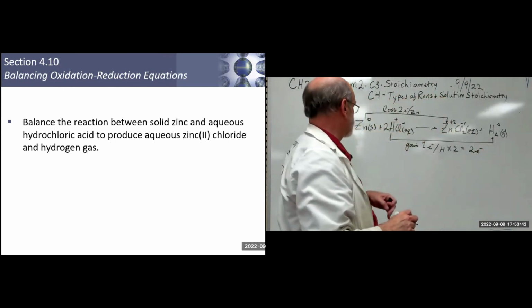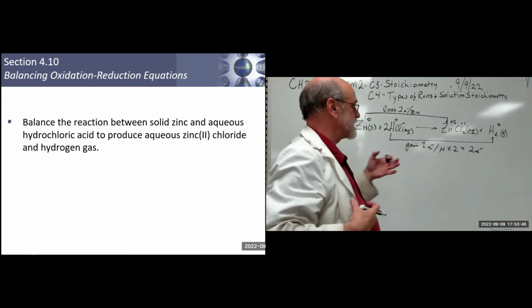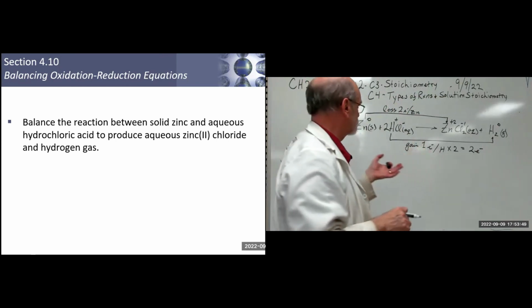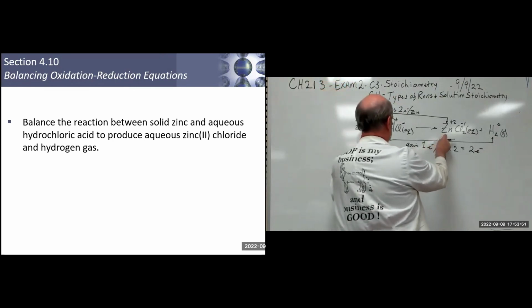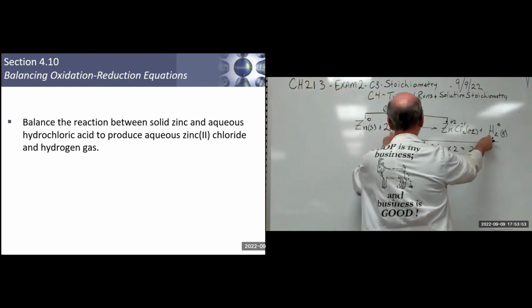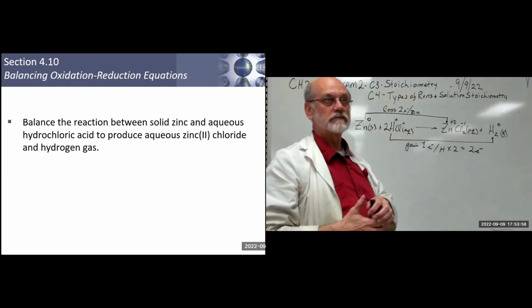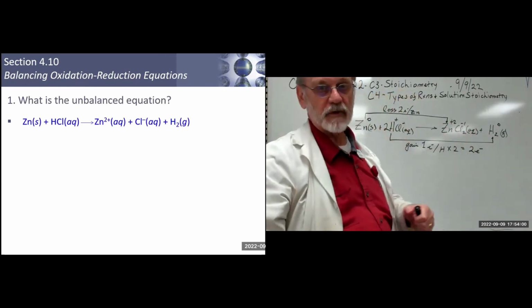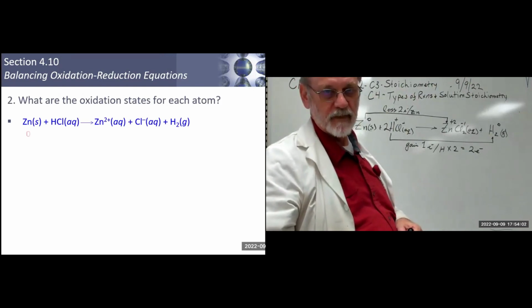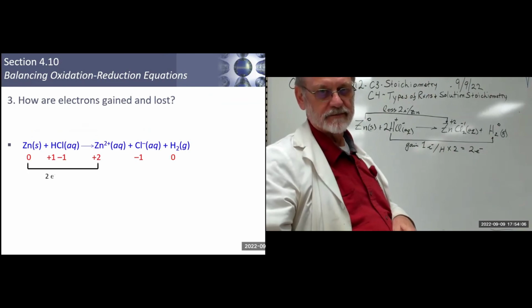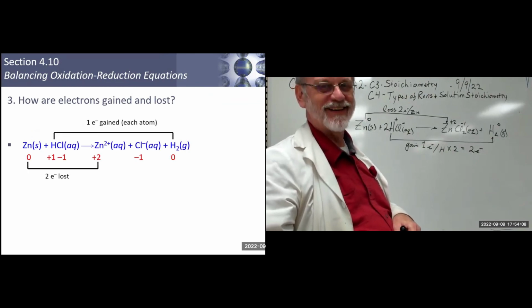Now the electrons balance. And all we need to do now is see, all right, do we need to do any more balancing? Sometimes you do, sometimes you don't. 1 zinc, 1 zinc, 2 hydrogens, 2 hydrogens, 2 chlorides, 2 chlorides. It's balanced. Okay? And these are the steps that you would go through in animated form.